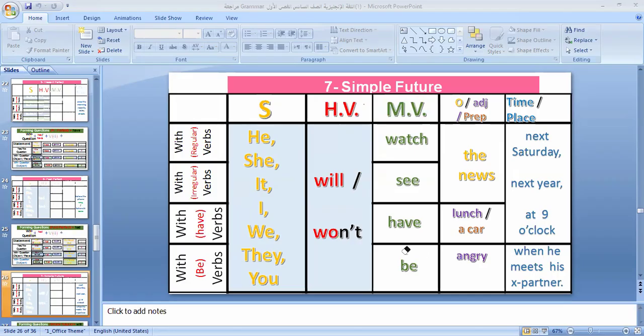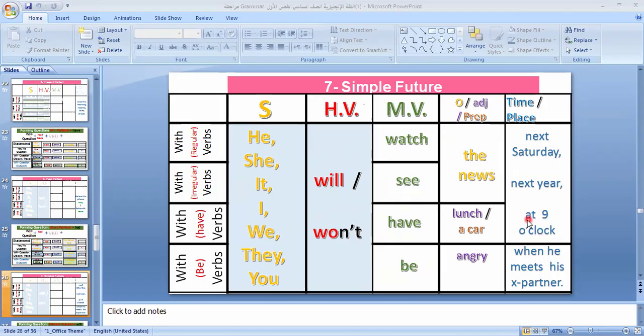Grade 6 Emirati syllabus: we must put the verb in the infinitive form after will, after the modals at all. Will, would, shall, should, can, could. They must be followed by what? By the infinitive form, like these verbs. Okay, we say will watch, will see, will have, will be. All of this must be followed by the infinitive form.